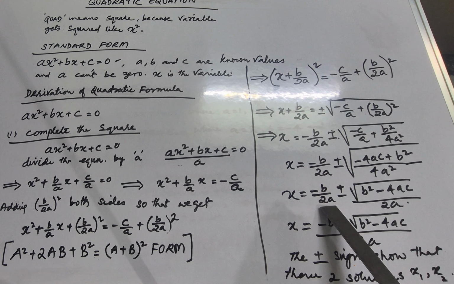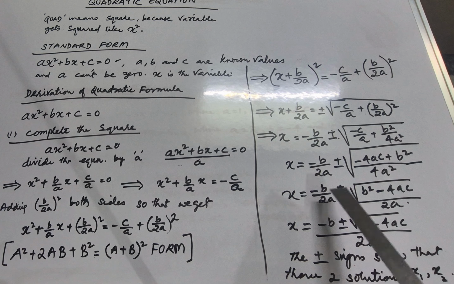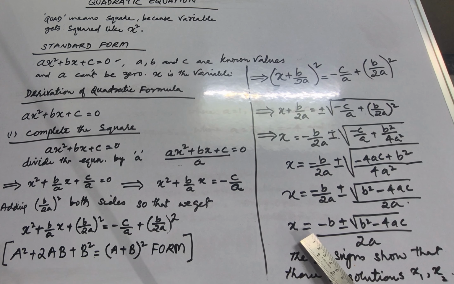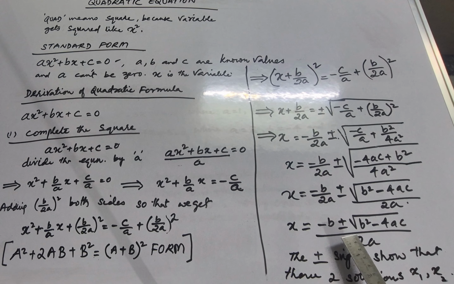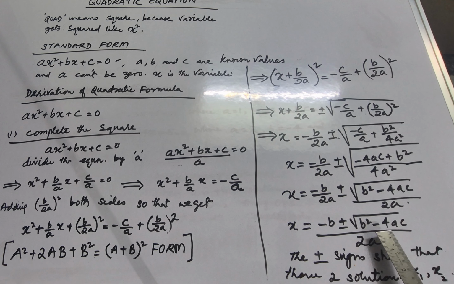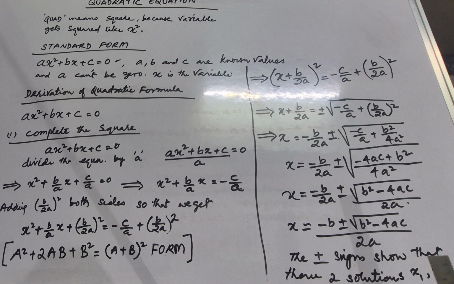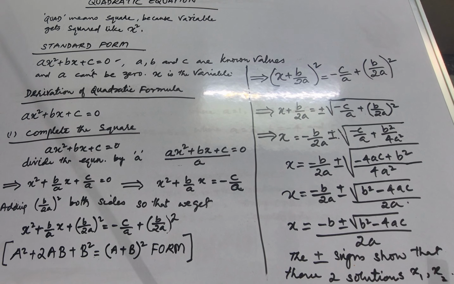Now the denominators are the same, so we add the numerators. So we get x is equal to minus b plus or minus under root b square minus 4ac divided by 2a. So by substituting the coefficients of the quadratic equation, we get the solution. In this case, the plus or minus sign shows that there are two solutions of the quadratic equation, x and y. That's all.